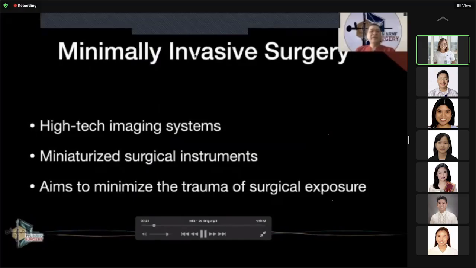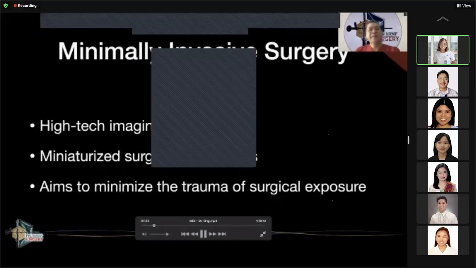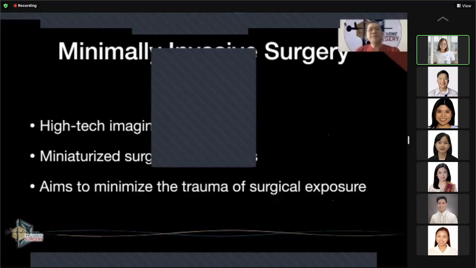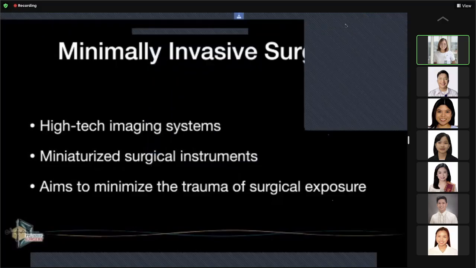So what is minimally invasive surgery? So minimally invasive surgery is the use of a high-tech imaging system. The surgical instruments are made smaller and longer and aims to minimize the trauma of surgical exposure.